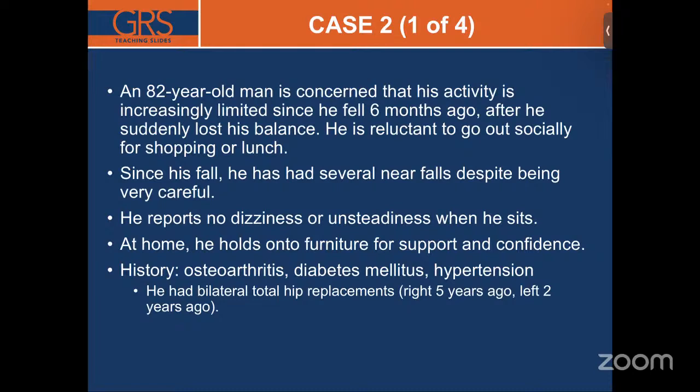An 82-year-old man is concerned that his activity is increasingly limited since he fell 6 months ago after he suddenly lost his balance. He is reluctant to go out socially for shopping or for lunch. Since his fall, he has had several near falls despite being very careful. He reports no dizziness or unsteadiness when he sits. At home, he holds onto furniture for support and confidence. On history, he has osteoarthritis, diabetes mellitus, hypertension. He had total hip replacements, on the right side 5 years ago and on the left side 2 years ago.